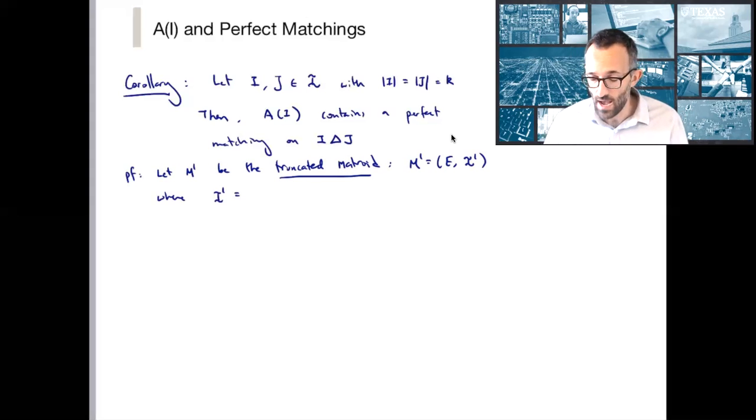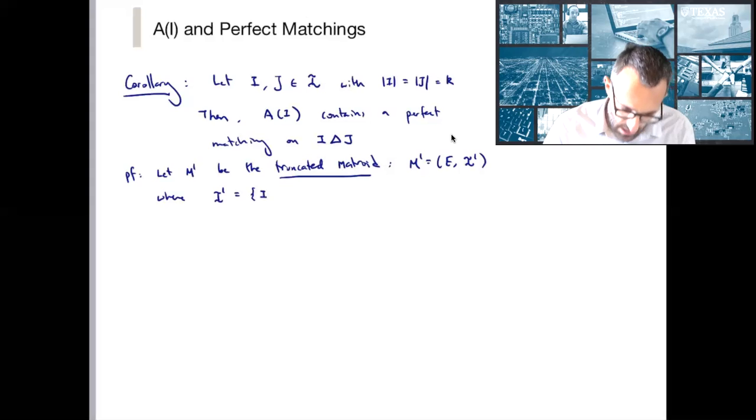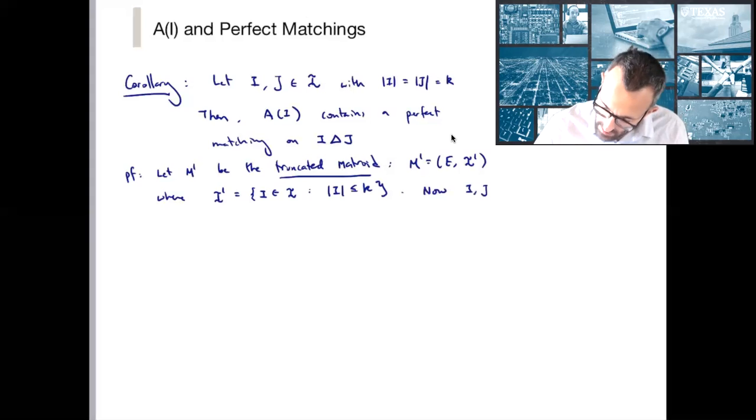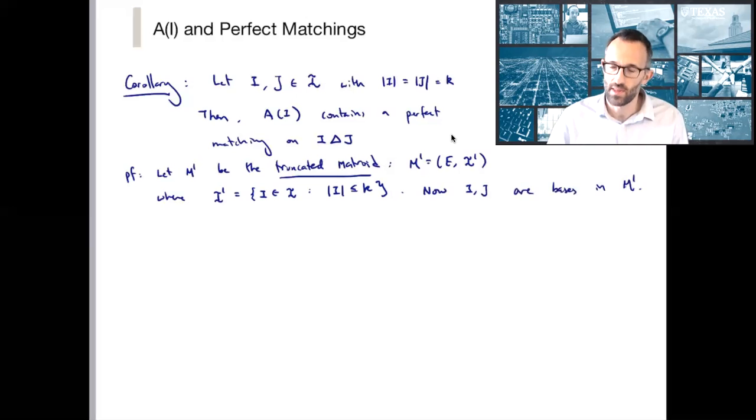And that makes I and J into bases. You can check that all the other properties are essentially inherited from the fact that I satisfies them, the defining properties of a matroid. So I' is equal to all independent sets that have cardinality at most k. In other words, now we can just assume that I and J are bases in M'.